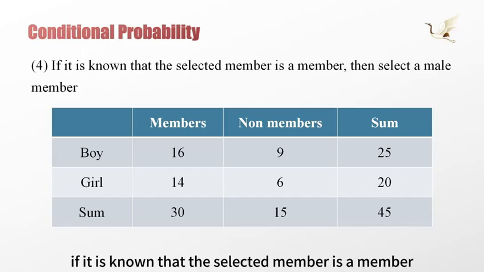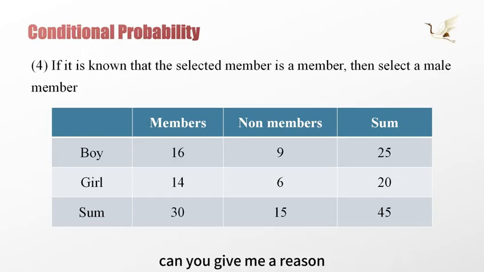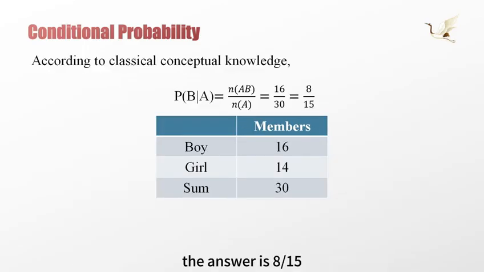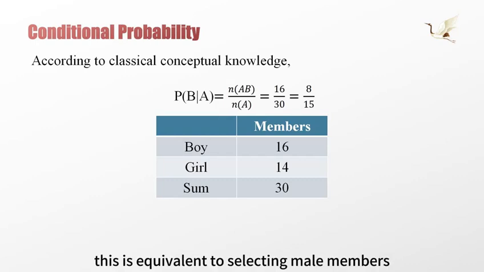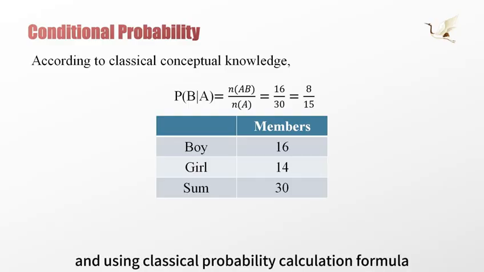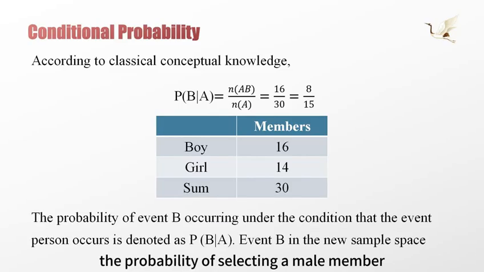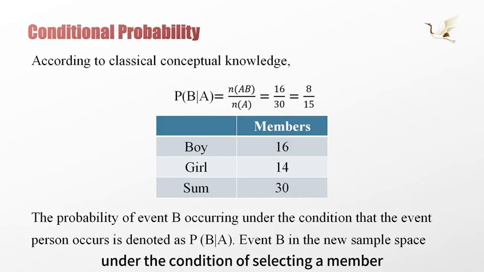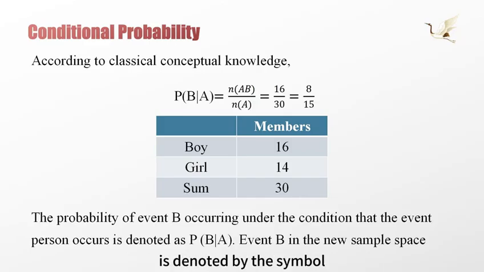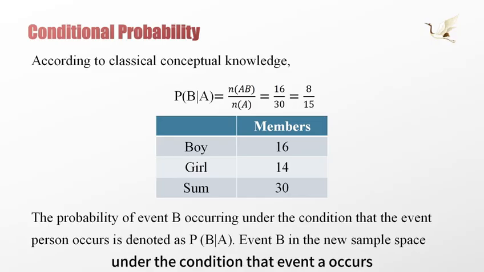If it is known that the selected person is a member, what is the probability of selecting a male member? Can you give a reason? The answer is 8/15. This is equivalent to selecting male members among the group members, reducing the space to 30 people, and using the classical probability formula. The probability is 16/30, simplified to 8/15. The probability of selecting a male member under the condition of selecting a member is denoted by P(B|A), the probability of event B occurring under the condition of event A. Read as the probability of event B occurring under the condition that event A occurs.